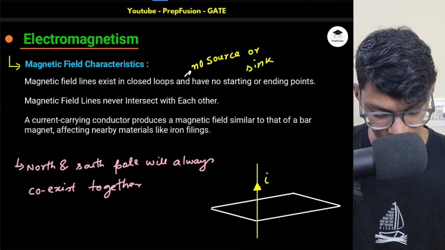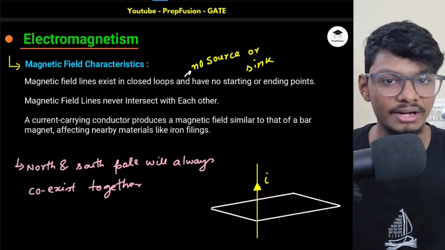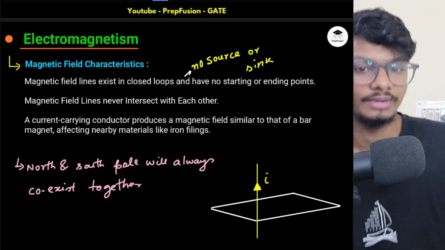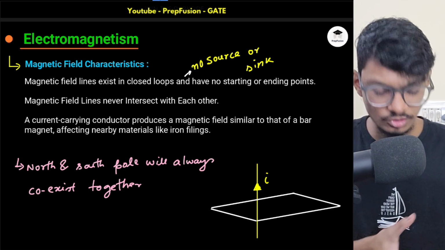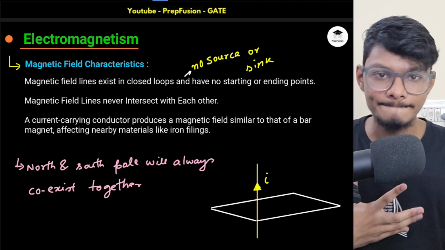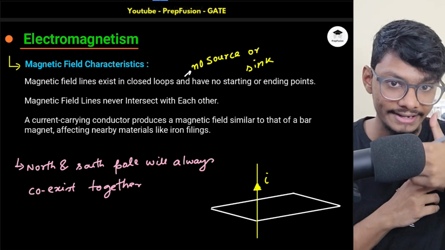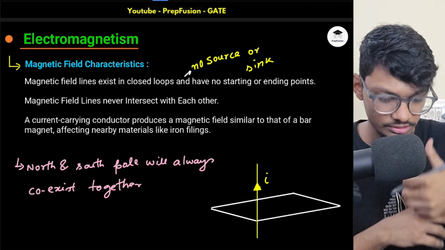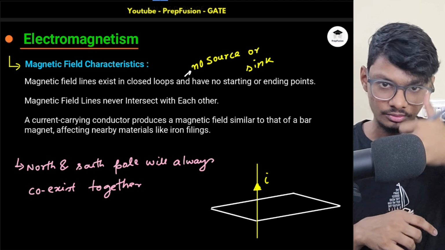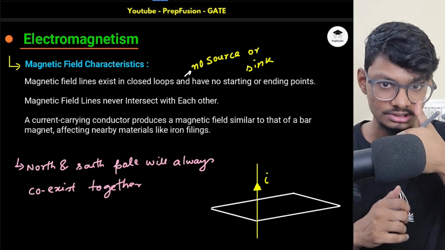And let's see how the magnetic field behaves through a current carrying conductor. So how do you calculate the magnetic field? If a current is flowing, I use my thumb in the direction of the current. As the current is upwards, I will project my right hand thumb upwards.